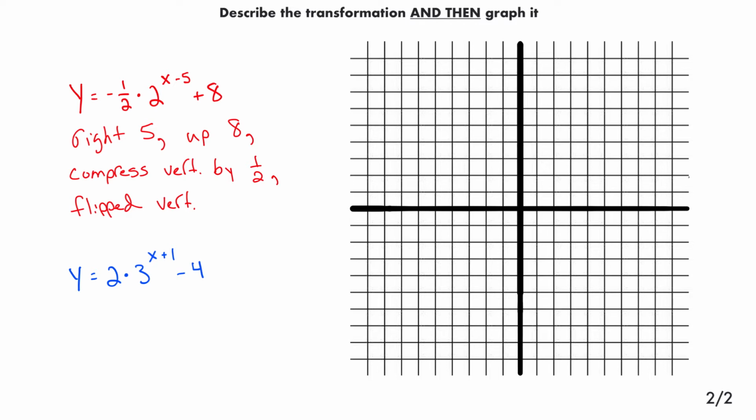Okie doke, time to graph. Here's how I graph these. I go right 5 and I go up 8. Right, 1, 2, 3, 4, 5. Up 1, 2, 3, 4, 5, 6, 7, 8. And I mark that with an X. That's the center of the graph. It's just that the function doesn't actually go through the center.